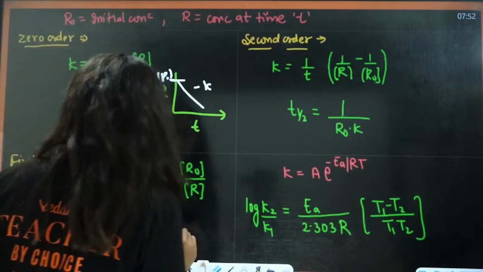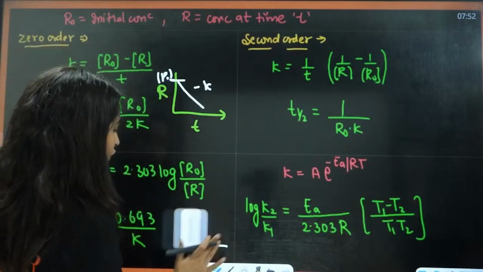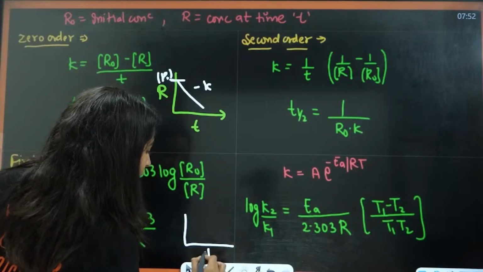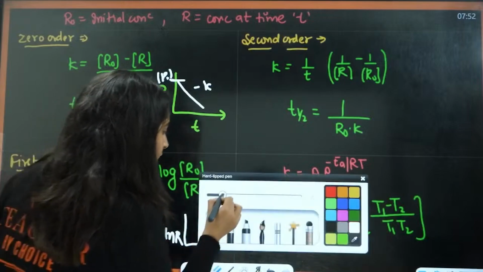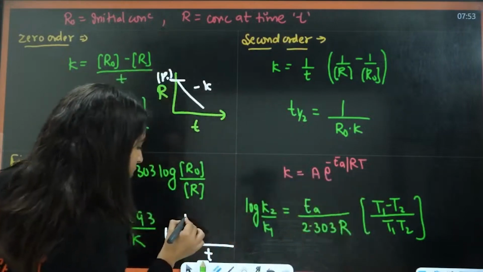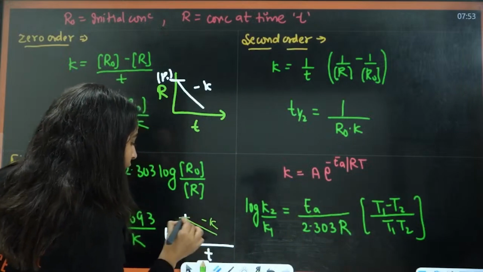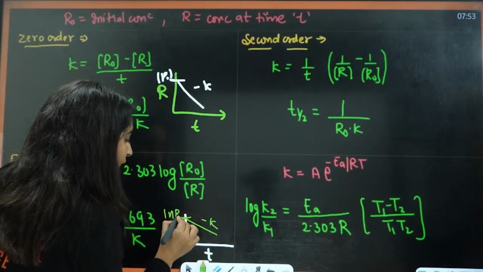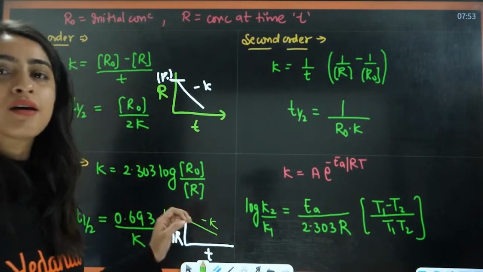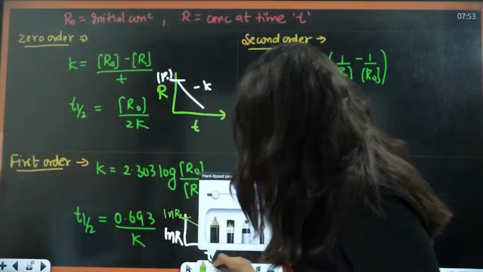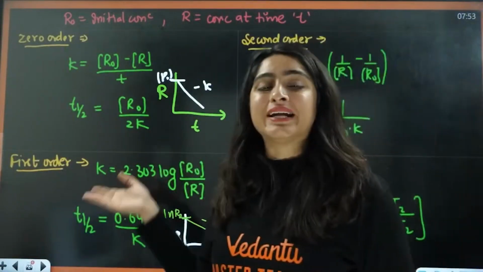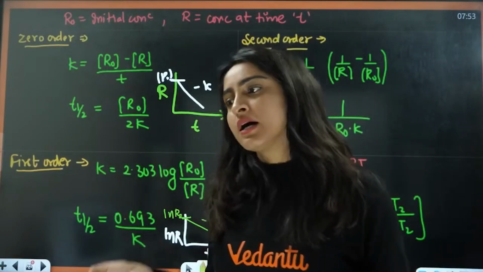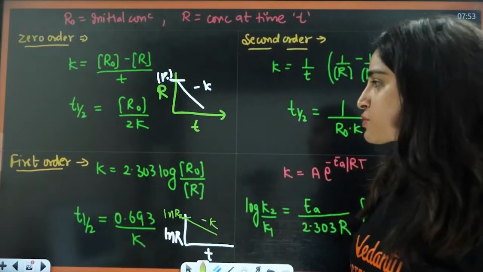Similarly, for first order reaction, this is time here and this is log r here. The slope will be minus k, and the intercept is the natural log of r naught. This is the graph of first order reaction, right? Just equate it with y equals mx plus c.